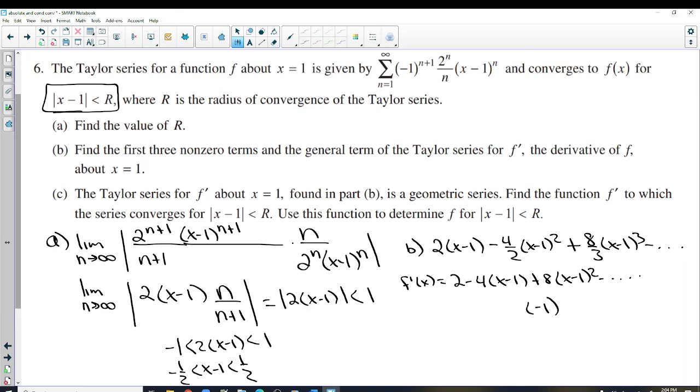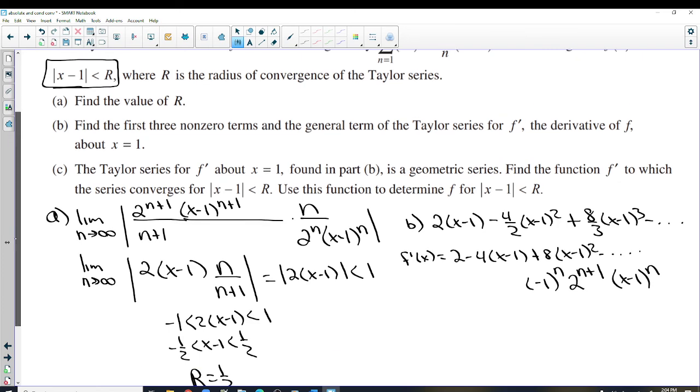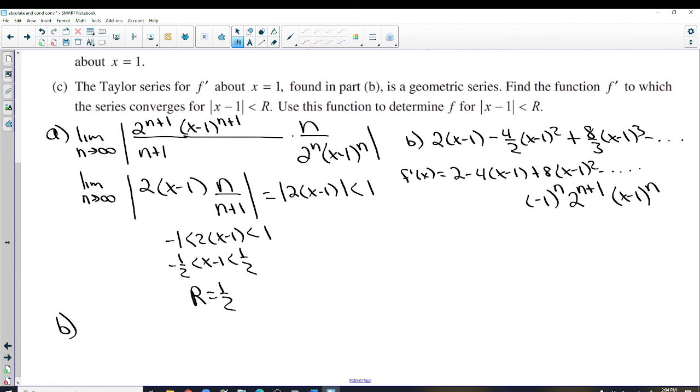Negative 1 to something. Well, now I decide, do I want to start with 0 or 1? I think I want to start with 0, but it wouldn't matter. So if I start with 0, I can make that n, because it's positive to begin with. Then I just got to make this 2 to the n plus 1, because I want that power to start out as 1. And then it's okay to have x minus 1 to the n, because I want that power to be 0 right away. So like I've said the whole chapter, just make it match. You can pick either one, just make it match.